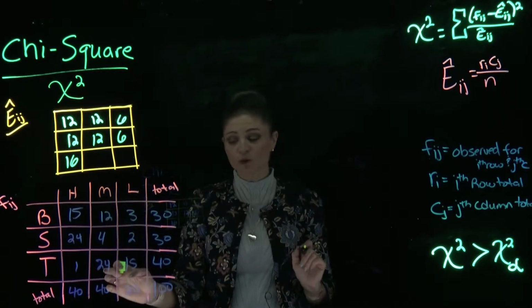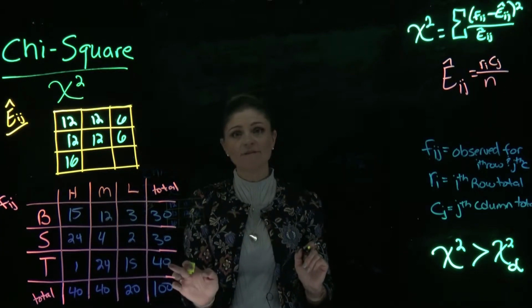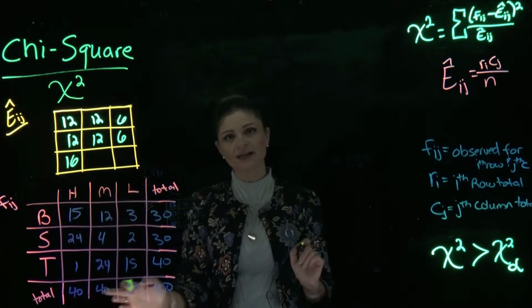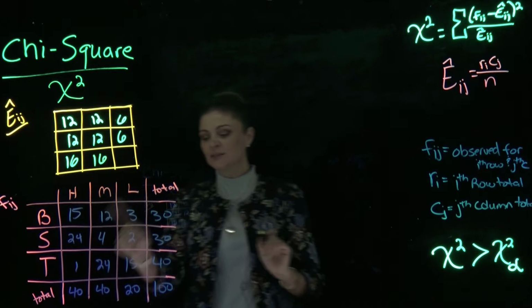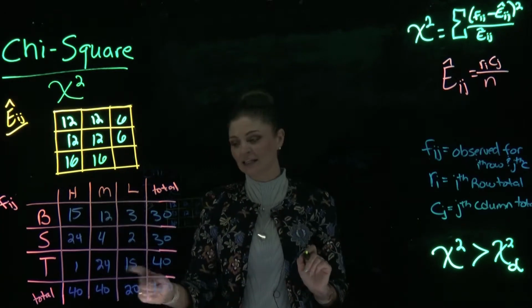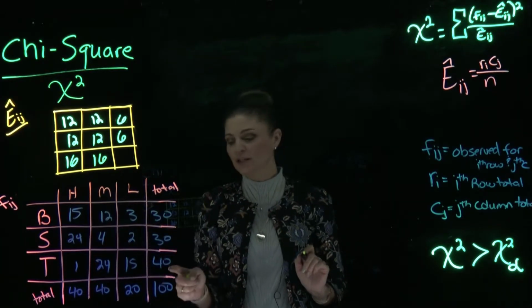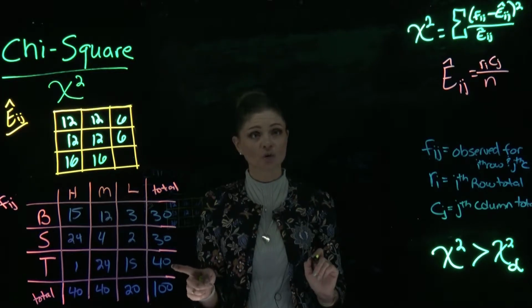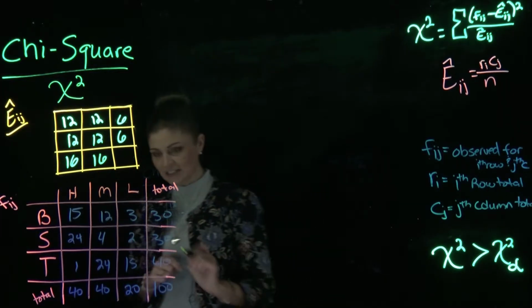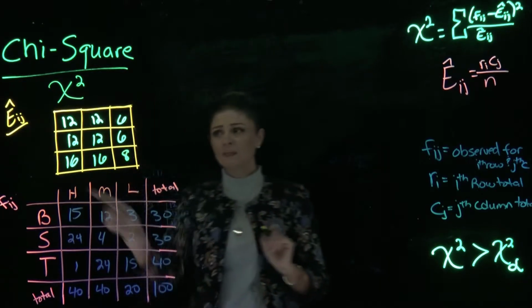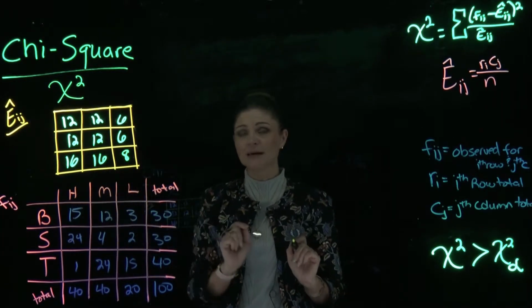Medium tax deferred 24 is going to be 40 times 40 divided by 100, which is going to give us 16. And then last but not least, our tax deferred low is going to be our row of 40 times our column of 20 divided by 100, and that is going to give us 8. Now, if we add all these up, we should get the same total.